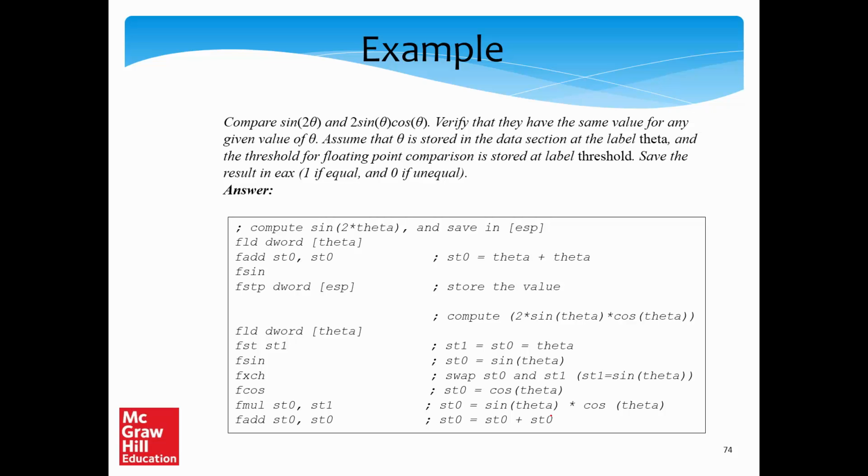Alright, so now let's take a look at a difficult example. It's not that difficult, but it pretty much uses all the concepts that we have learnt up till now. Let us compare sine 2 theta and 2 sine theta cos theta. Those who still remember trigonometry will quickly guess that both of these expressions are the same. Let us verify that they have the same value for any given value of theta, and assume that theta is stored in the data section of the assembly file at the memory address theta.